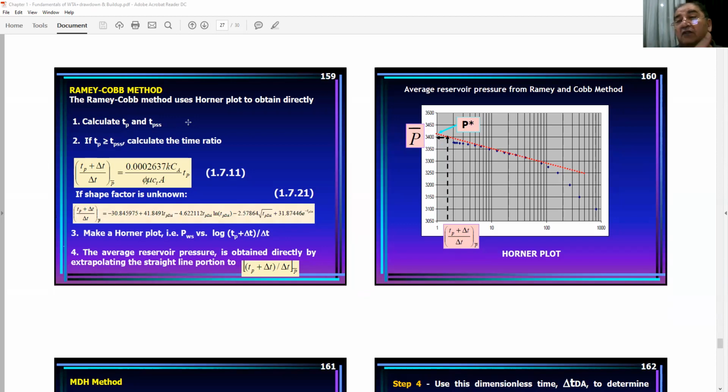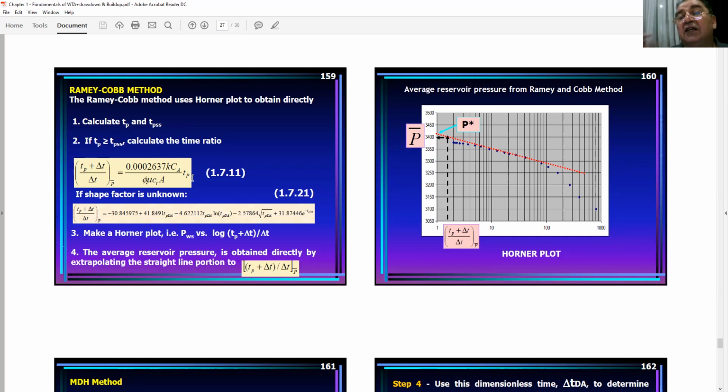Of course, we need to calculate the production time. You cannot do a Horner plot without knowing TP. So this is very typical. And you need to calculate TPSS, the starting time of pseudo steady state. Now, if the production time is more than TPSS, then calculate what is called the time ratio, TP plus delta T divided by delta T, at P average. And this one is calculated at TP.